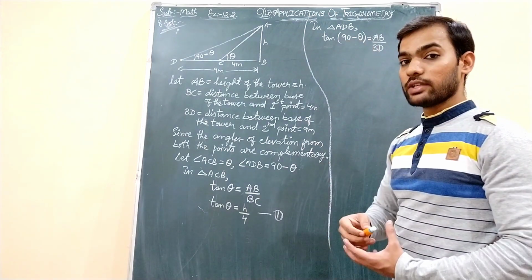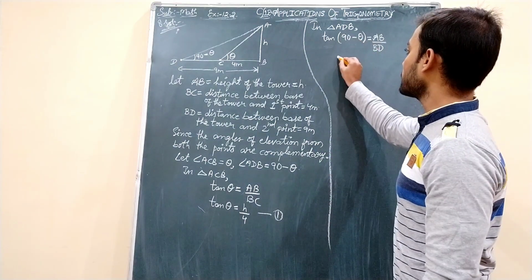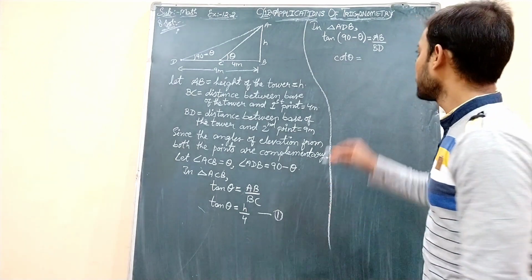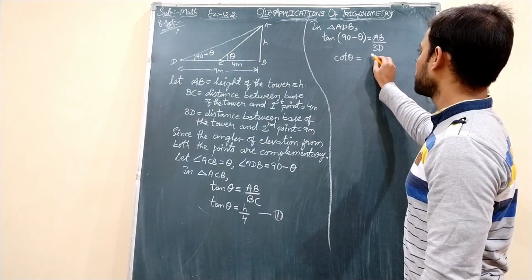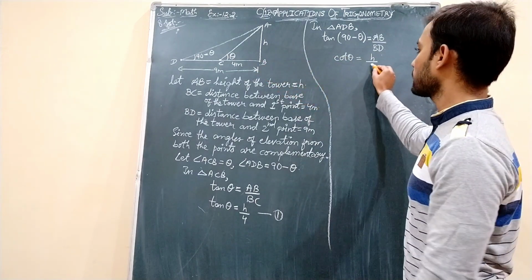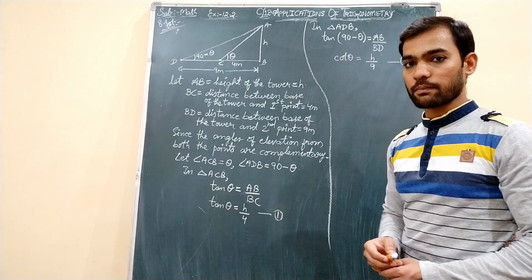Tan 90 minus theta we have learned in the complementary angles formula of chapter 11. Tan 90 minus theta is cot theta, students. Right? AB by BD. AB is h and BD is 9. Take this as the second equation.